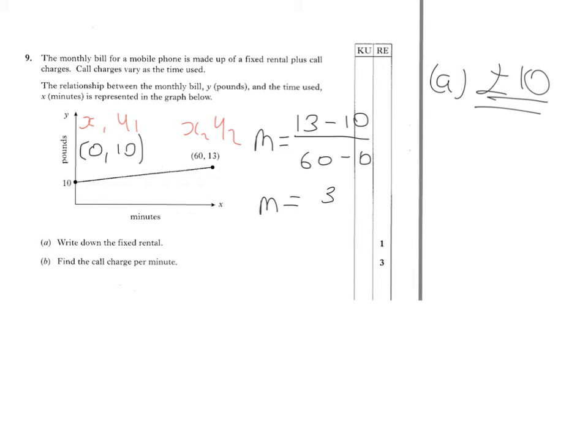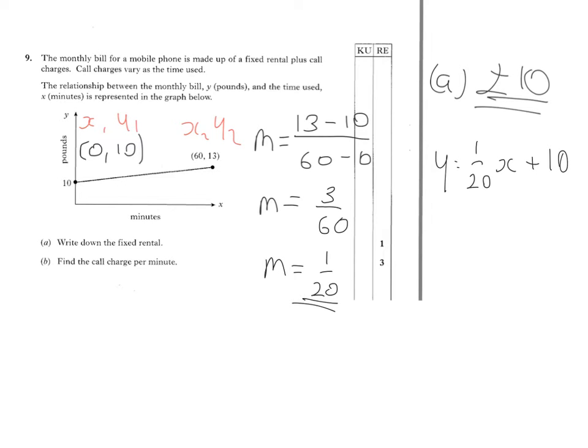13 take away 10 is 3. 60 take away 0 is 60. Always simplify these fractions down. 3 over 60 can go straight down to 1/20. So I've got my gradient, I've got my y-intercept, I can put down the equation of the straight line. Now you might say at this point, is that what the question is asking? I think it's a fair bet that it's something to do with finding the equation of the straight line. So y equals 1/20 x plus 10.